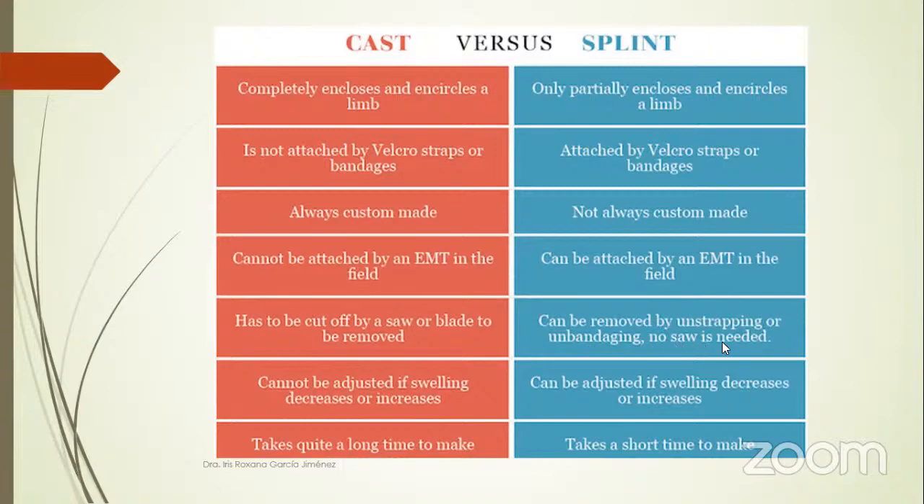No saw is needed. A cast cannot be adjusted if swelling decreases or increases in the limb, right? A splint can be adjusted if swelling decreases or increases. A cast takes quite a long time to make. A splint takes a short time to make. So I think it's easy to catch the difference by practicing.